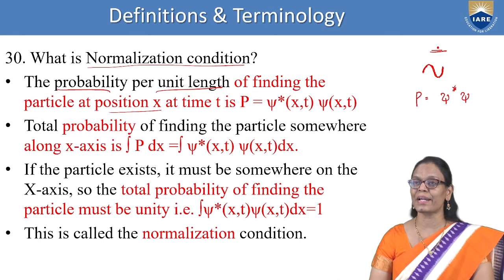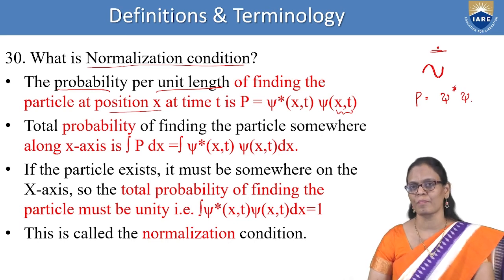So we always try to multiply it with the complex conjugate, that is psi star, so that it becomes measurable. Now psi is a function of x and t. It varies with position and also the time. So we are writing it as P. The probability is given by psi star psi.